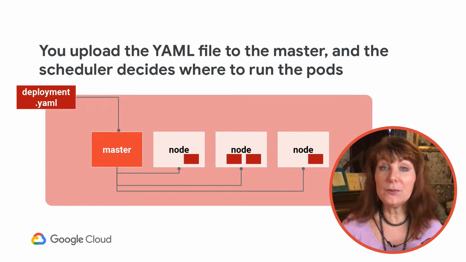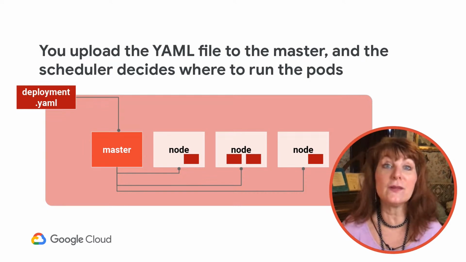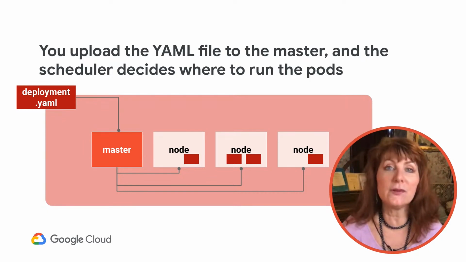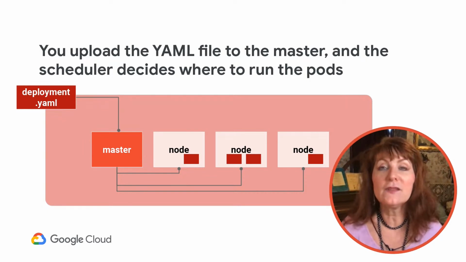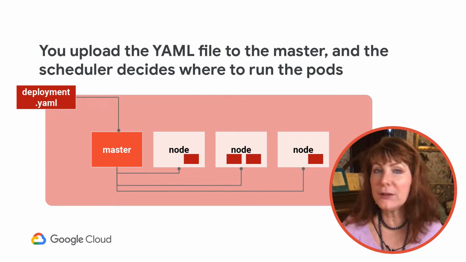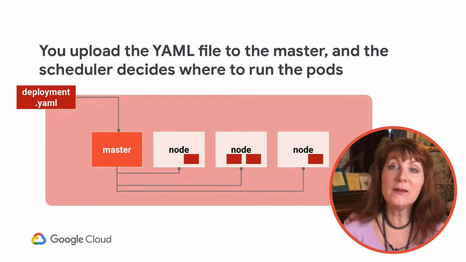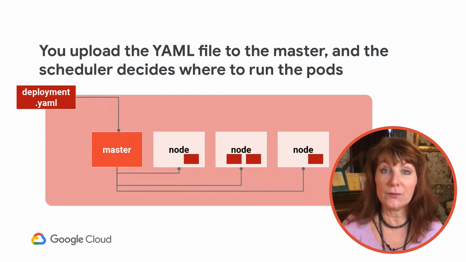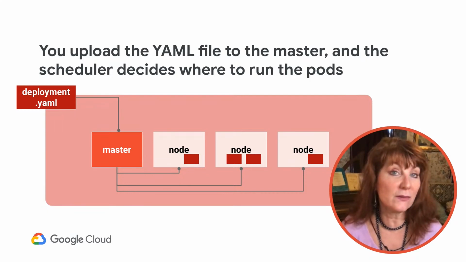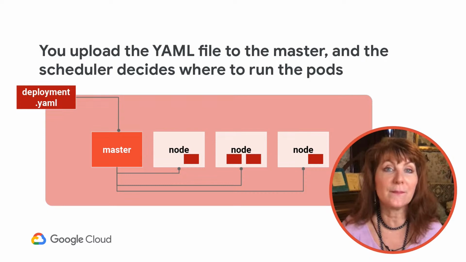So then you upload the file, I should say, to the master node. Now, when you do this, the master scheduler is going to decide where to run the pods. So in this case, you want 4 replicas, but notice you only have 3 nodes. So what does the scheduler do? Well, it may double up on pods on one of the nodes. Maybe, or hopefully, the node with the least CPU utilization would be a good option.